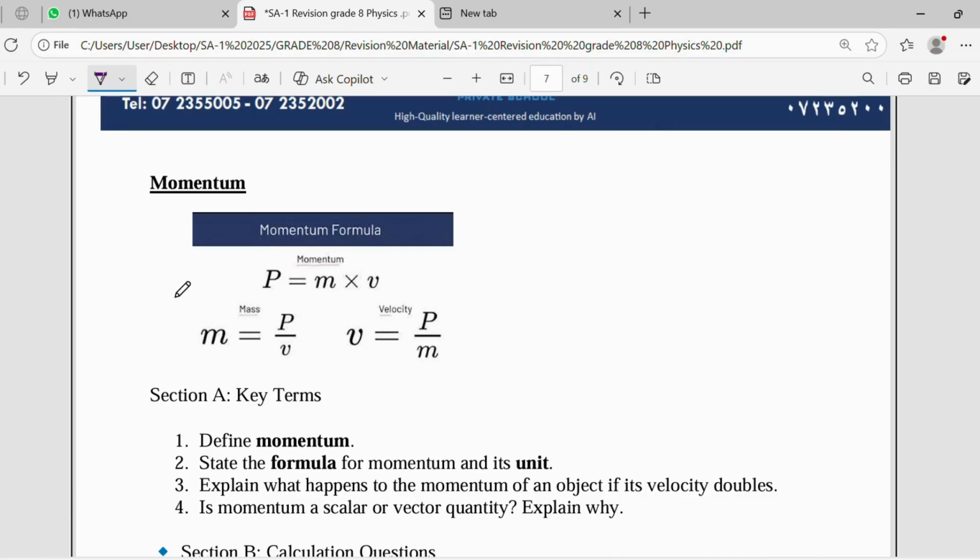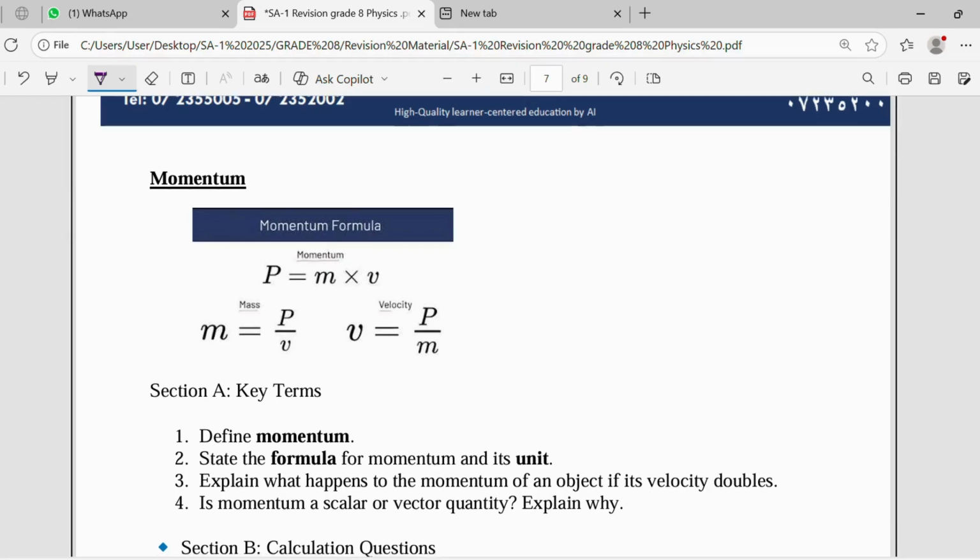Now, the last part of the worksheet is the momentum. You know that momentum is denoted by the letter P, which equals mass times velocity. How will you find out mass from this equation? Mass M equals P over V. And how will you find out velocity? Velocity equals P over M, right?